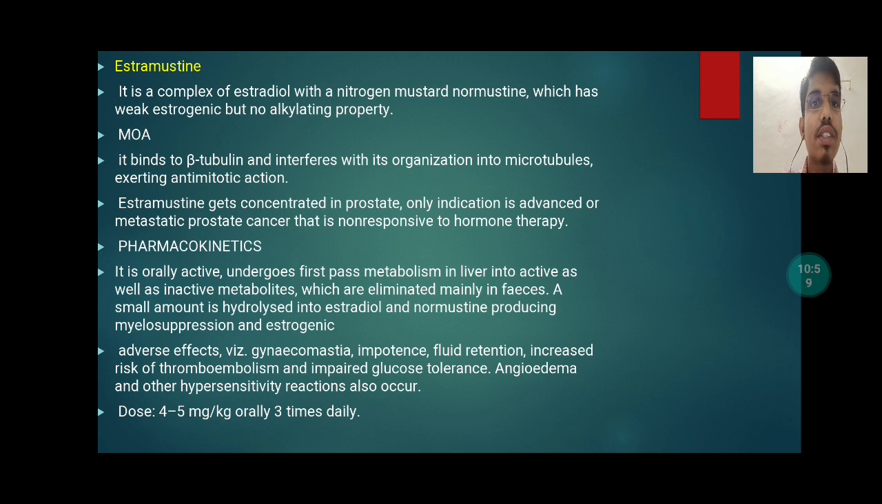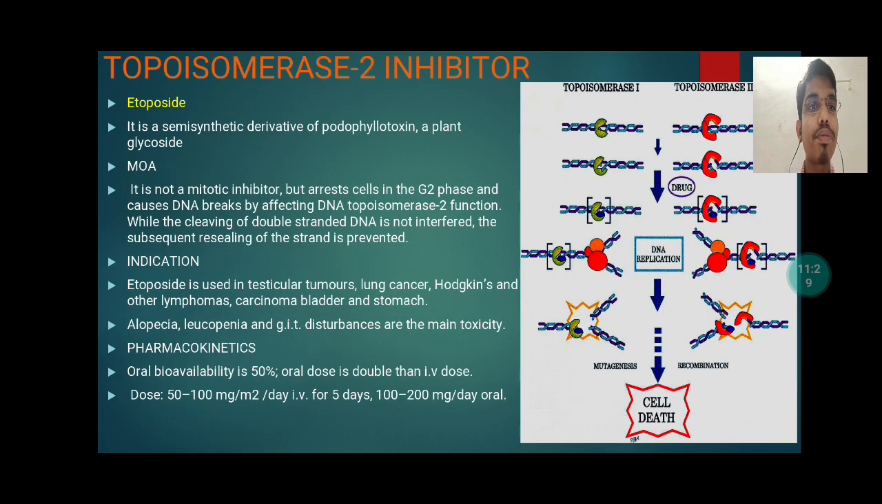Since this drug consists of estrogen, it leads to gynecomastia, an increased risk of thromboembolism, impotency, increased fluid retention, impaired glucose tolerance, angioedema. Okay, and hypersensitivity reaction is also an adverse effect of this drug. Next, the dose of this drug is 4 to 5 mg per kg orally three times daily.